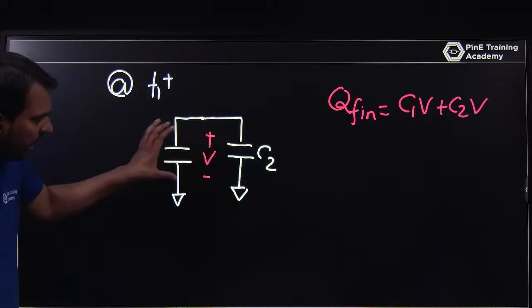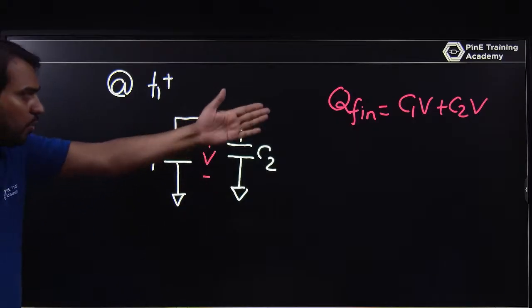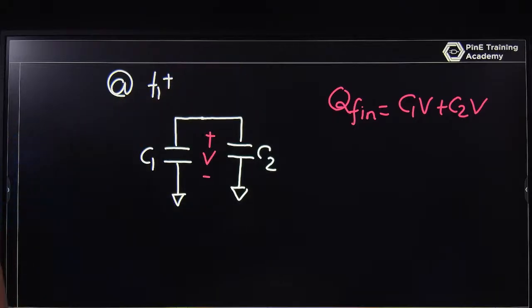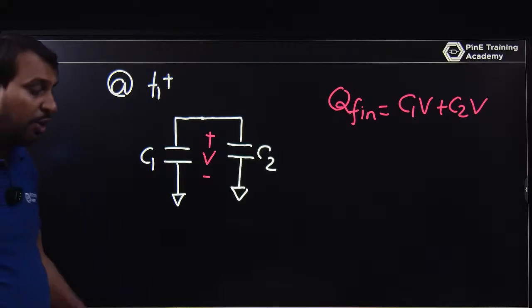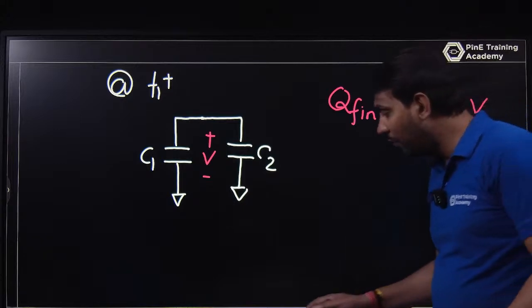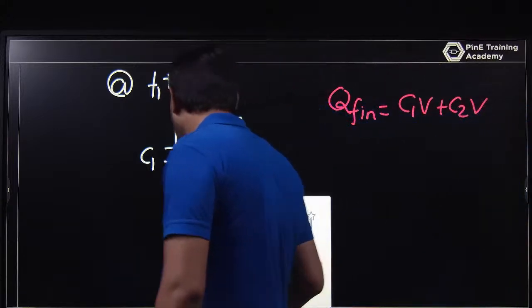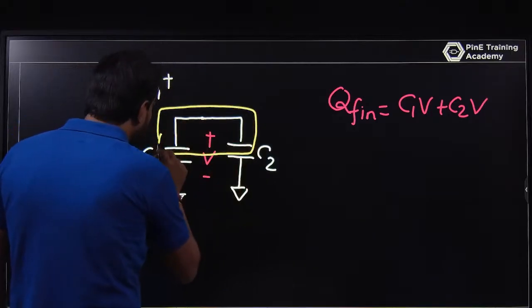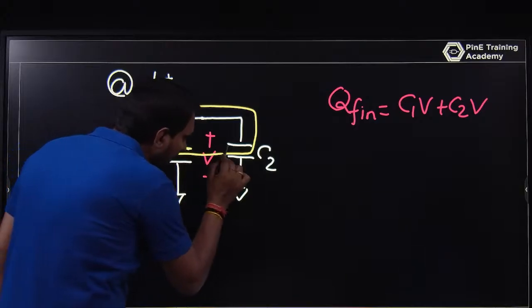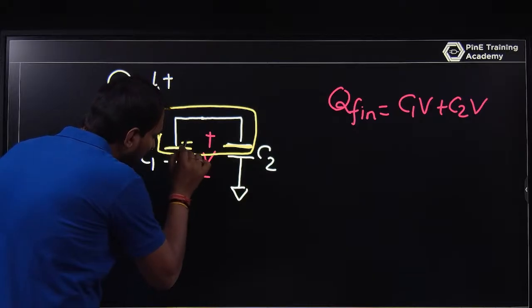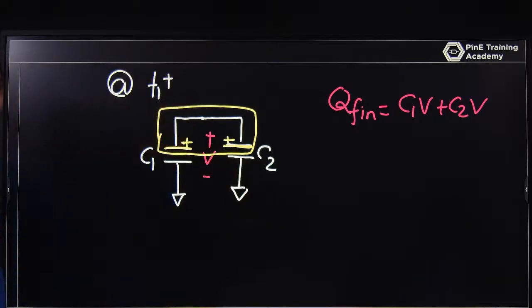Of course, they both have the same sign, that's why I am writing positive and positive. Don't think that I am always writing C1V plus C2V. It's not always plus, it may be negative, it depends. But always think in a way that charge transfer is happening between these two conducting plates. This conducting plate is connected with that conducting plate, and the charge is transferring. This plate has a positive sign, and this plate has a positive sign. That's why I am writing C1V plus C2V.